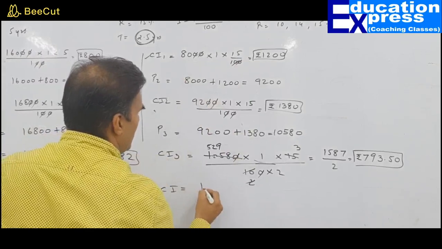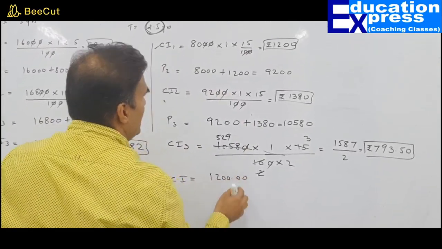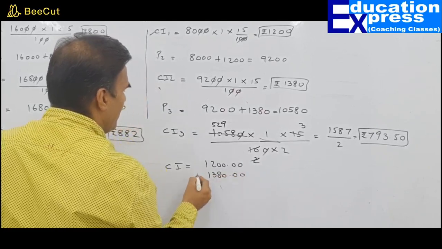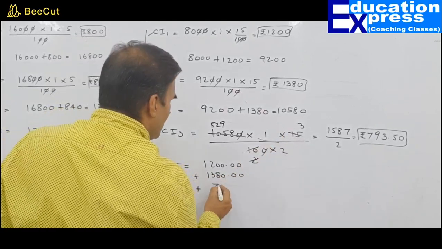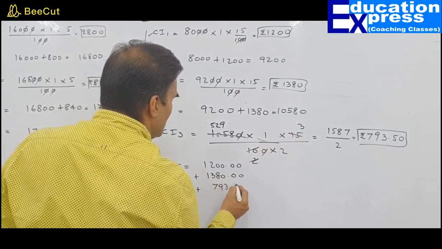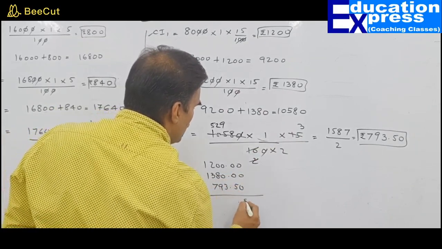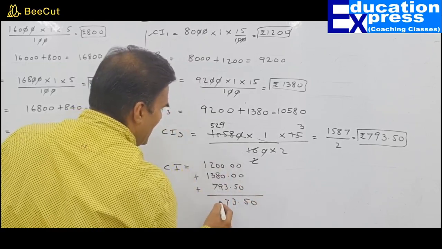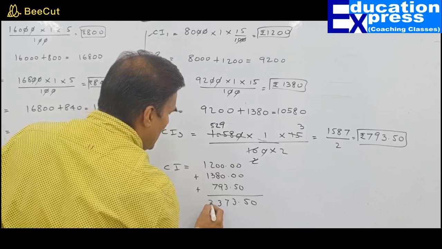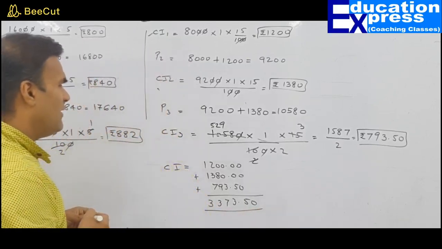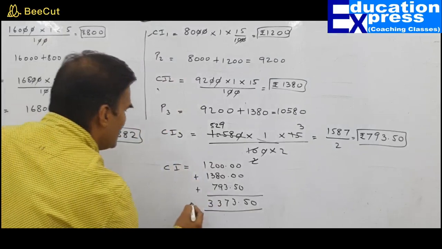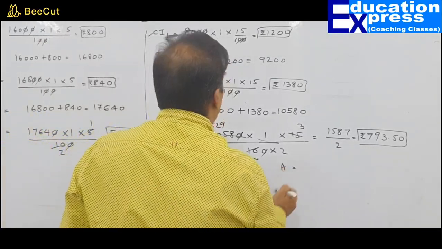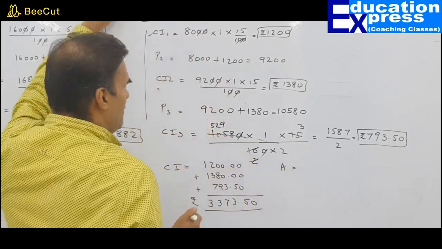So, first year I earned 1200. Second year I earned 3080 rupees. Third year I earned 793 rupees 50 paise. So the total interest earned in 2.5 years would be 3373.50 rupees. If I ask you what will be the amount, how much this 8,000 amount to?